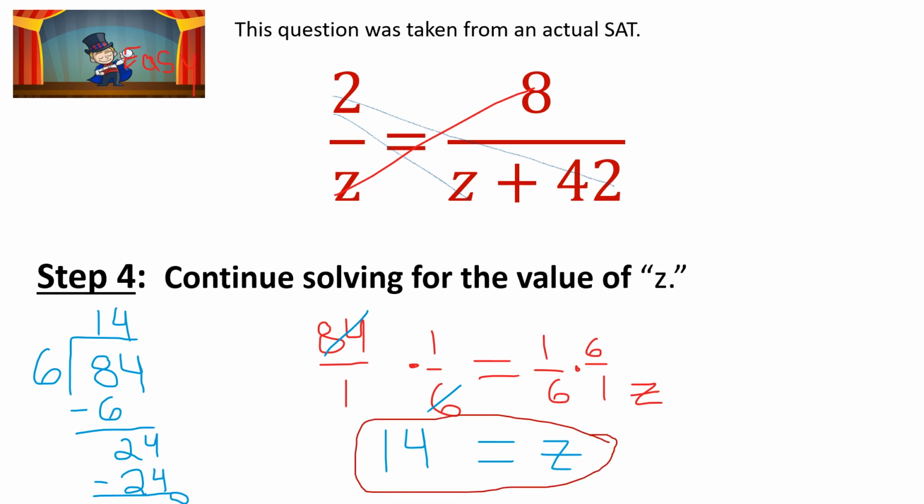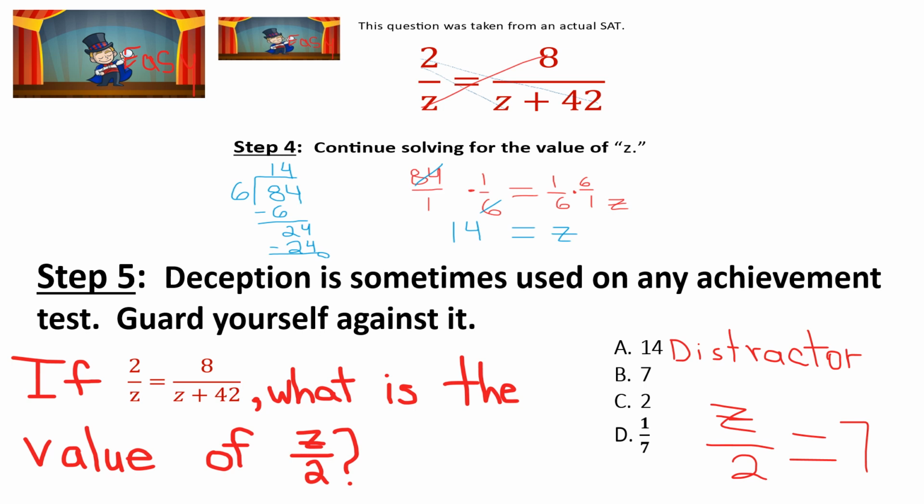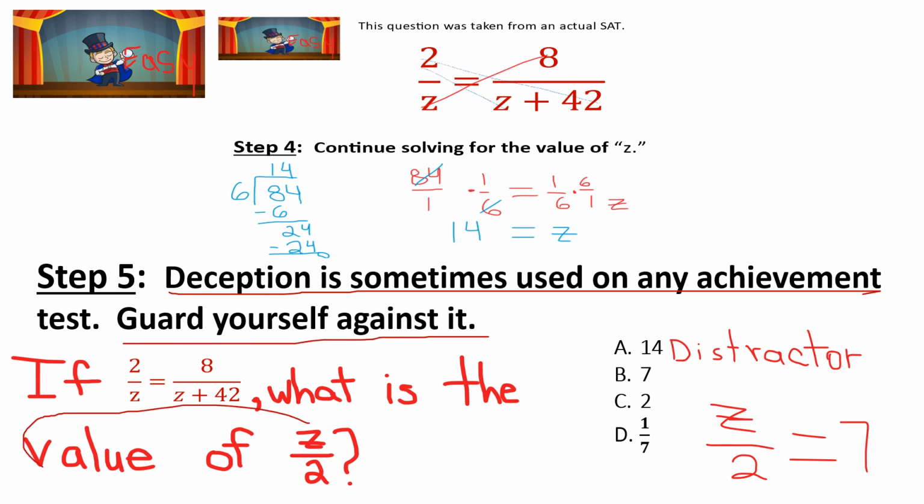So people are going to be so tempted to go ahead and do that. But here's the situation. This is a trick. Deception is sometimes used on any achievement test. Guard yourself against it. It asks you what is the value of z over 2. And when you're panicking and you're nervous and you want to go ahead and do something, you'll go ahead and circle A, and then you'll get it wrong because that is not what the question is asking you.